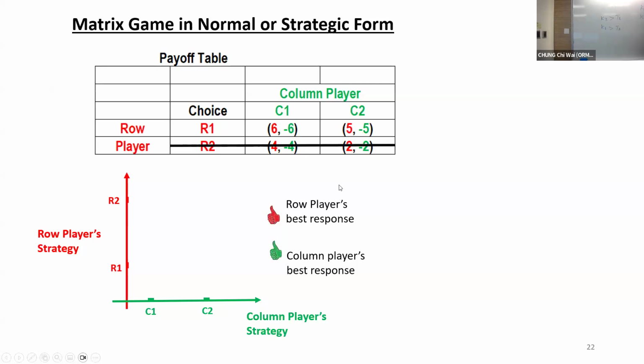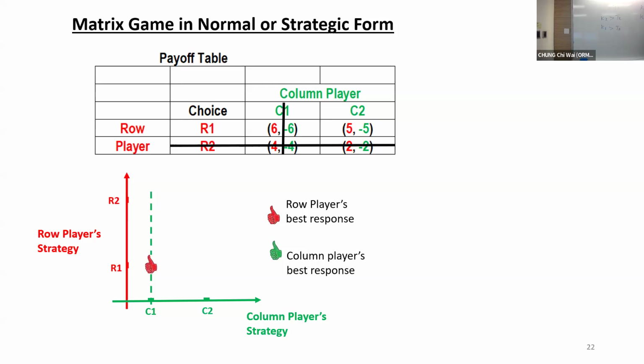The row player should not choose R2. We can remove these strategies from consideration. The column player should not choose C1. Again, we can remove this column from the table. Now there's one outcome. So again, we can use a graph to check whether a Nash equilibrium exists or not.